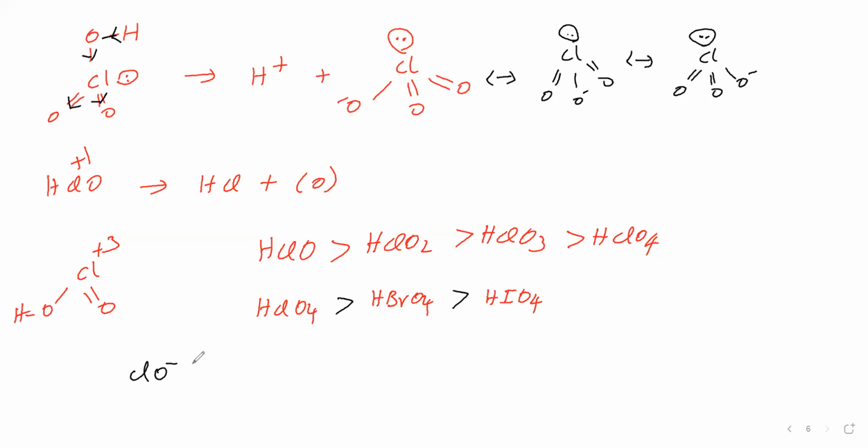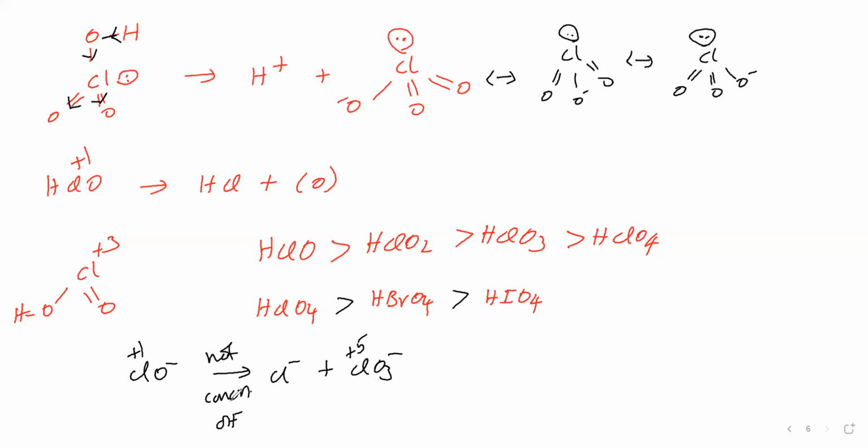Next, ClO minus undergoes disproportionation because oxidation number is plus 1. What does this disproportionation give? This disproportionation gives Cl minus and ClO3 minus in the presence of hot condition and concentrated base. This plus 1 Cl is converting into minus 1 Cl as well as plus 5 Cl. So ClO minus hypochlorite undergoes disproportionation in the presence of basic medium under hot condition.